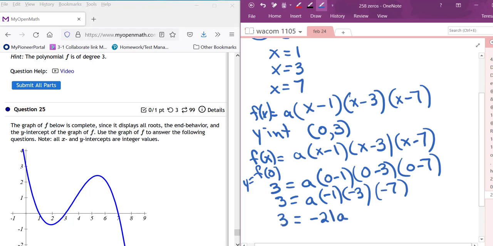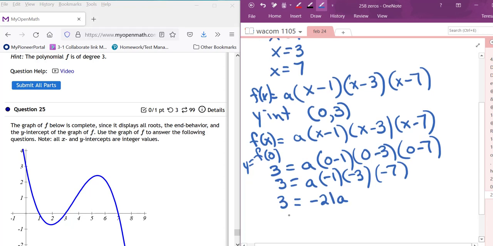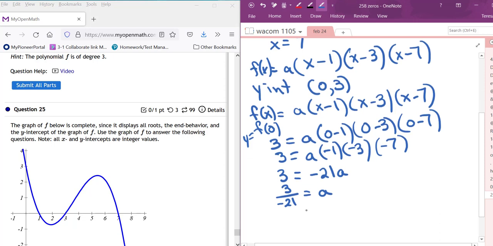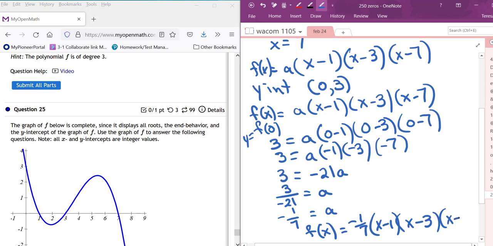So this would give us positive 3 times a negative 7 will give us a negative 21. A equals 3, divide by negative 21, and you'll need to reduce here as a common factor of 3. So a will equal negative 1/7. So our function is -1/7 times x minus 1 times x minus 3 times x minus 7. And we'll stop there on this lesson.